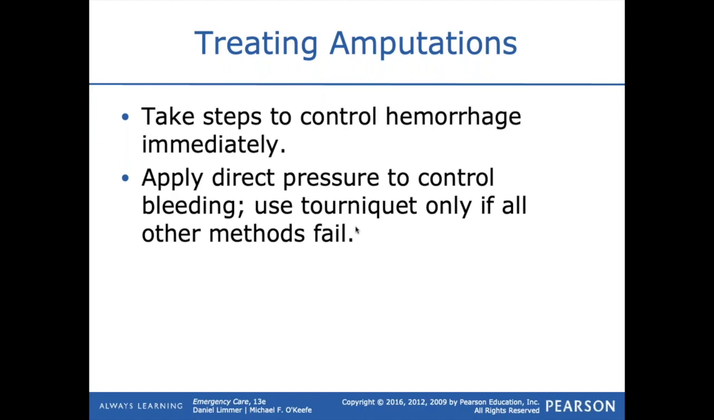Which is also kind of how we're going to deal with amputations. We're going to wrap it and protect it. Moist sterile dressings are okay. We do not want them directly on ice. We do want to keep them cool: put some ice in a cooler, put something over the top of the ice, and then the injured, amputated body part.